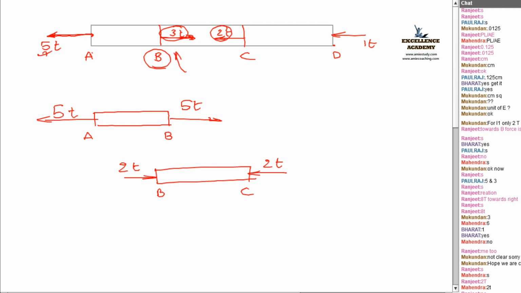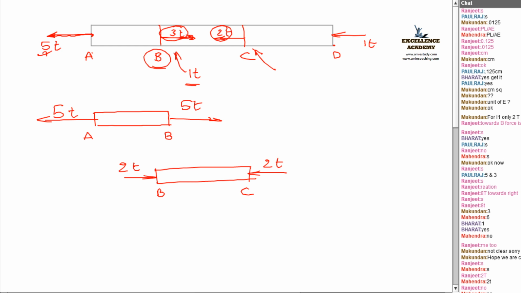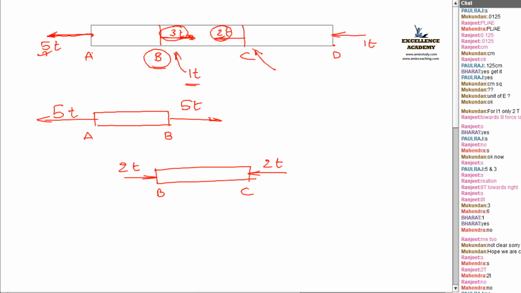No, 1 ton is pending there. Is there any pending at C? Nothing is pending at C, isn't it? Because we already gave the 2 ton here in the second. So no need of considering the C. So which one is pending here? The point B and the point D is pending.